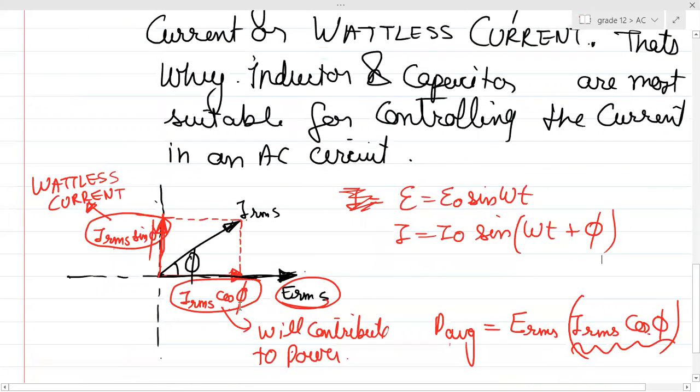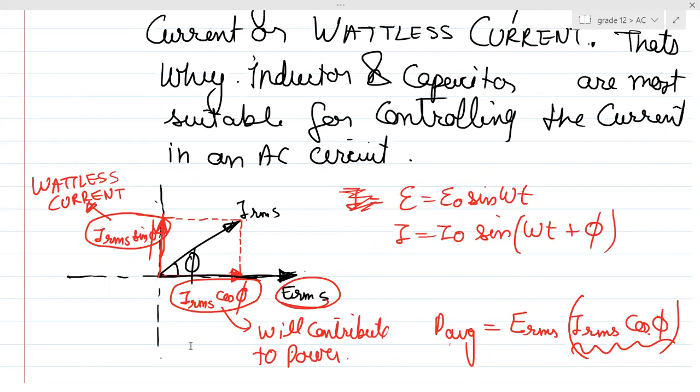And in this diagram, we drew E equals E naught sin omega t. I drew the RMS phasor, and here also the current phasor. Can you see the angle between them is phi? The phase difference is phi, right? If the phase difference is phi, I can resolve this IRMS into two components, one is IRMS cos phi and one is IRMS sin phi.